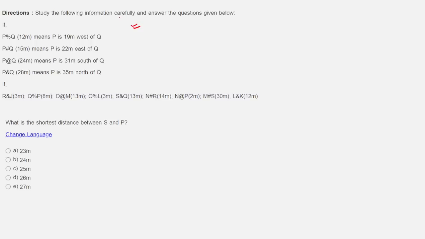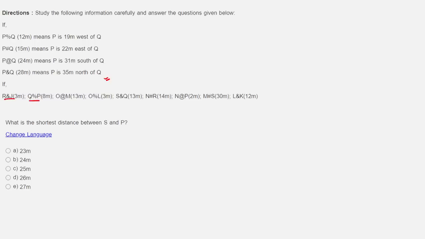What is given? Study the following information carefully and answer the questions given below. What is there? P percentage Q 12 means P is 19 west of Q. So this number corresponds to this number, and this symbol basically corresponds to east, west, north, south. That is what is happening here, right? So P percentage Q means P is west of Q. And this 12 is becoming 19, 15 is becoming 22, 24 is becoming 31, and 28 is becoming 35. They are all getting added by 7. That's the question for us. Now we understand the question. Let us see how we proceed.